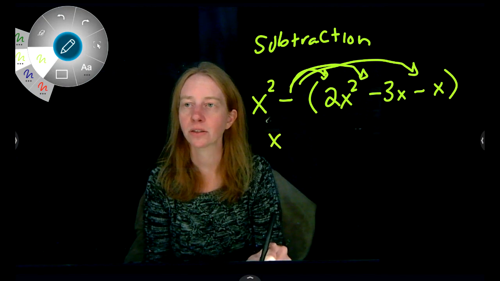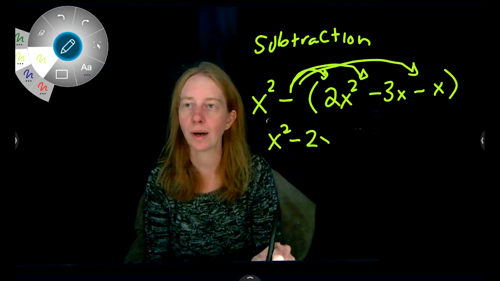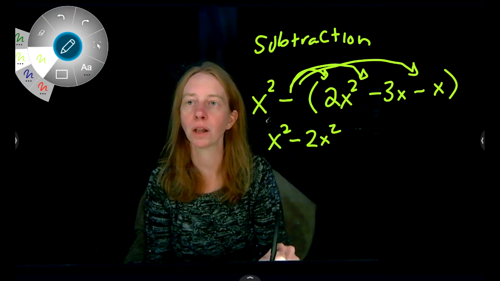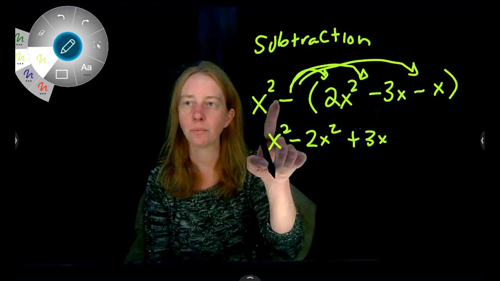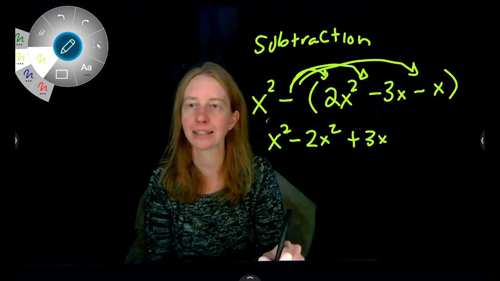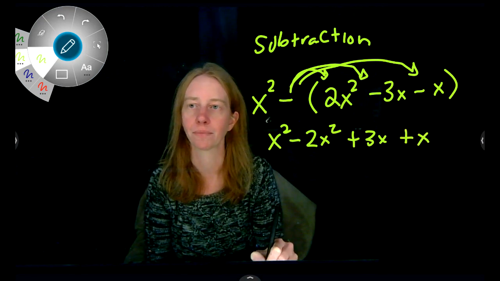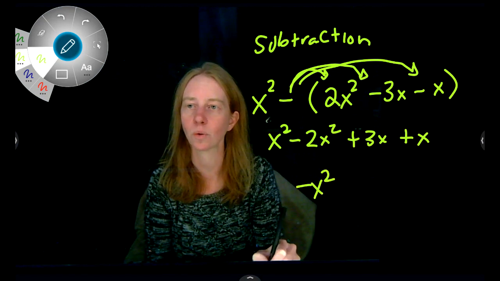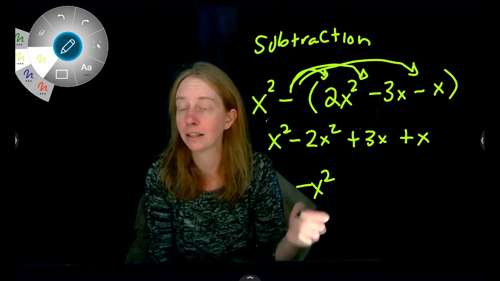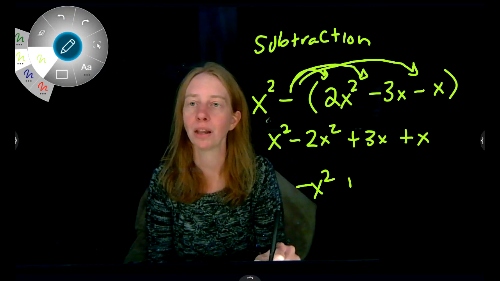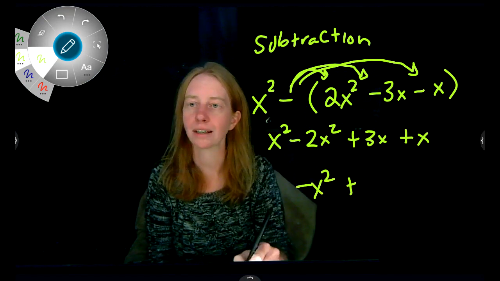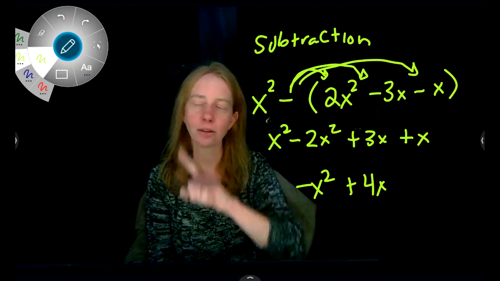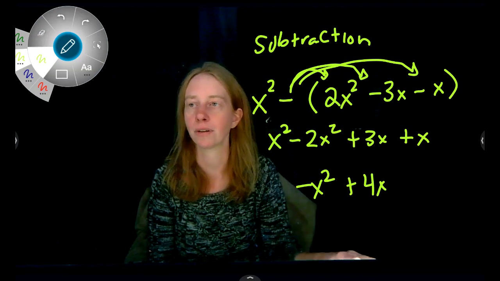Okay, so now I have x squared minus 2x squared. This minus times the minus is plus 3x. And same with this last one, minus times the minus x is a plus x. Okay, so x squared minus 2x squared is negative x squared. It's essentially 1 minus 2 is minus 1, plus I have 3x plus 1x, which is 4x. So just pay attention when you have a negative outside that you get that distributed correctly across everything inside.